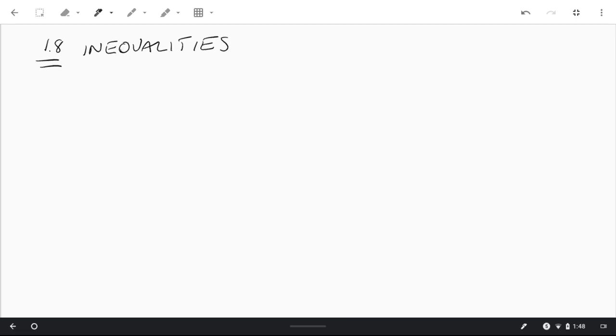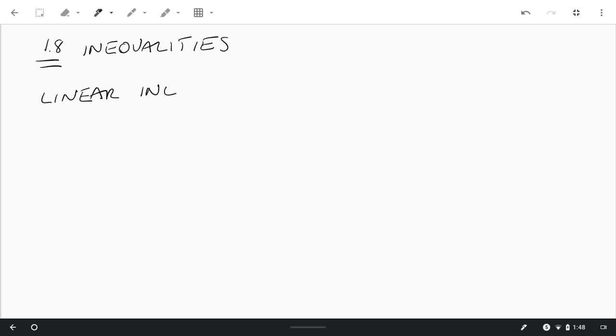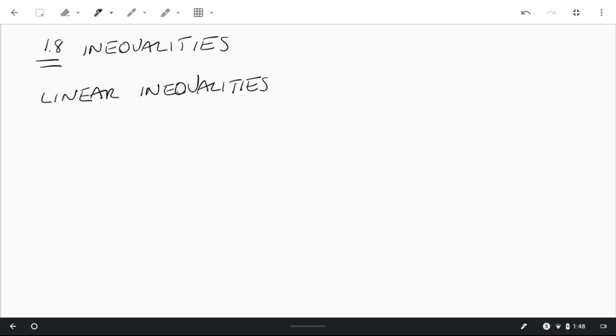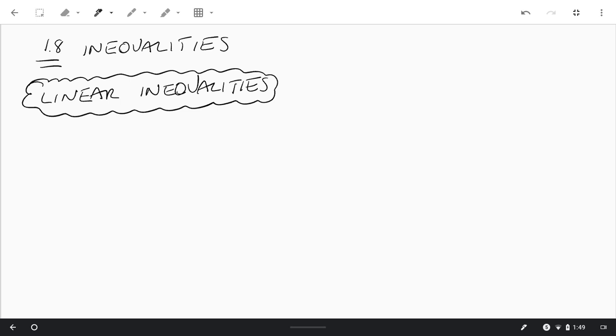All right, so let's take a look at linear inequalities. These are basically solved the same way as linear equations. The only difference is when you're multiplying or dividing by a negative number on both sides, then the direction of the inequality changes. Okay, so let's take a look.